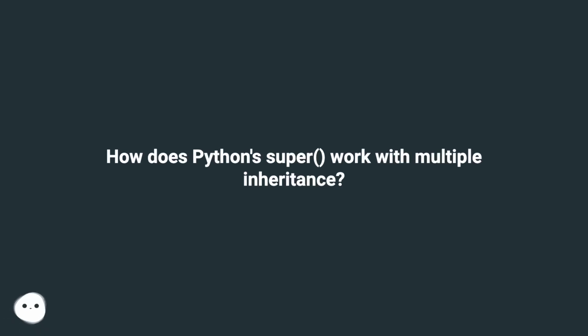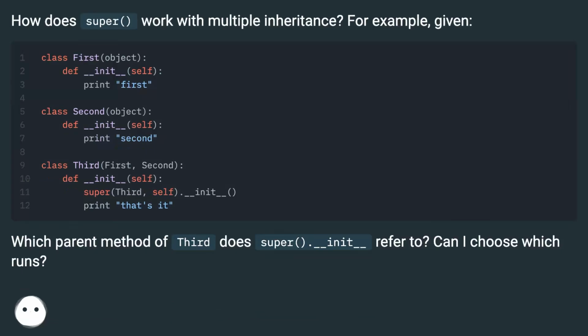How does Python super work with multiple inheritance? For example, given the code, which parent method of Third does super().__init__ refer to? Can I choose which runs?